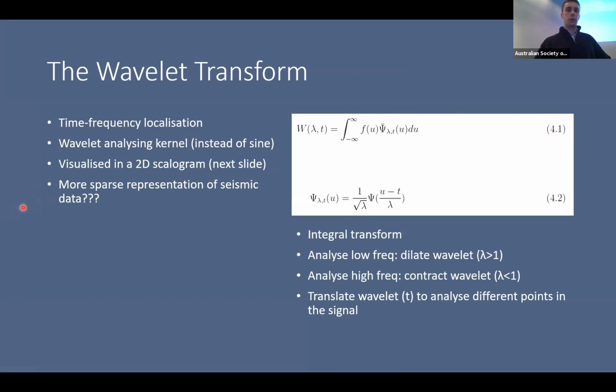So we've looked at the Fourier transform, but what about other transforms? Well, another transform that we might use is the wavelet transform. The theoretical advantage of the wavelet transform over the Fourier transform is its property of time frequency localization. Whereas the Fourier transform is very good at telling you what frequencies are in a signal, the wavelet transform should be able to tell you what frequencies are in the signal and where throughout the signal's duration they occur. So it uses a wavelet analyzing kernel instead of an infinite sinusoid. So hopefully it'll give us a more sparse representation of our seismic data.